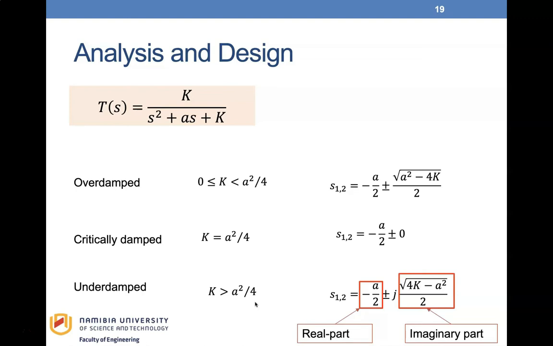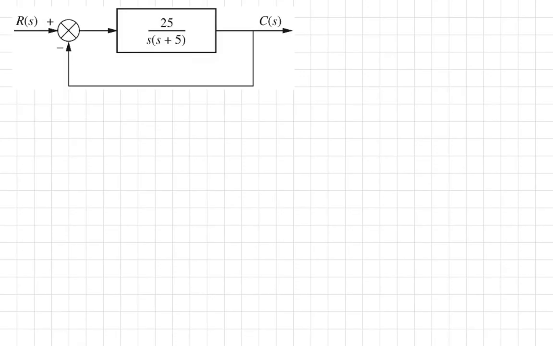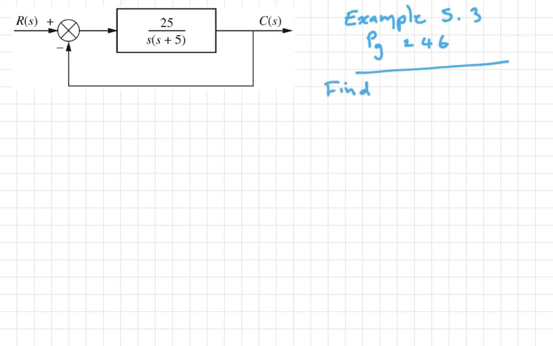Let us demonstrate this with some examples. This is example 5.3 in your textbook, and you'll find this on page 246 if you're using the 6th edition. And the question is to find the peak time, the percentage overshoot, and the settling time.